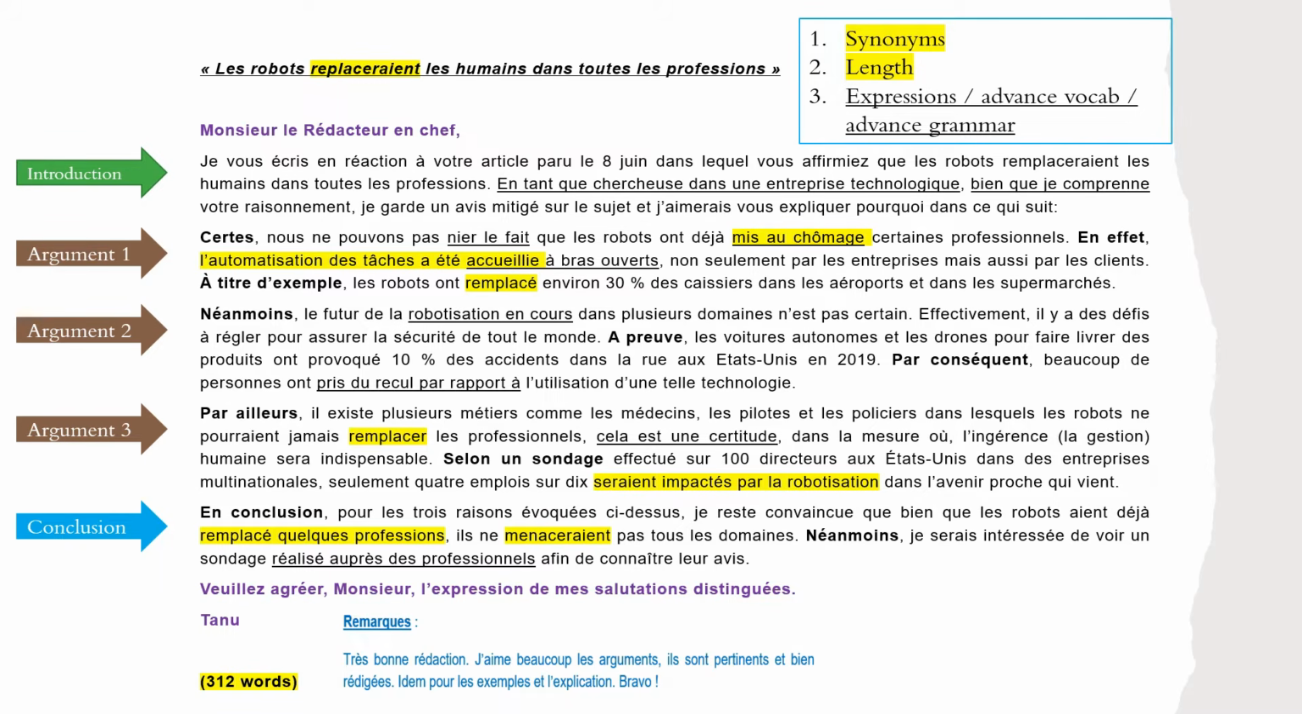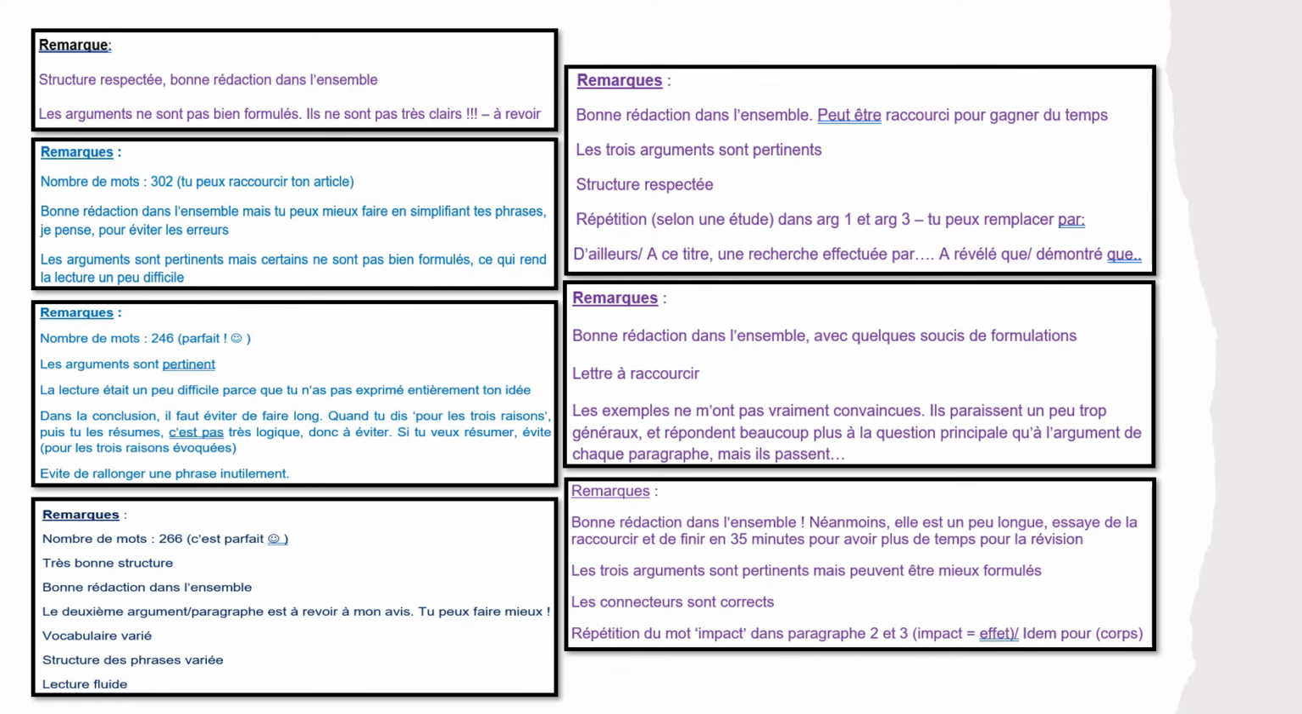And if you look at the comments from my teacher, she's saying très bonne rédaction. So overall good. I really like the arguments. They are relevant and well written. So overall, she is happy with my writing. But did I write like this always? Well, of course not. I had made a lot of mistakes, and this is exactly why I'm going to show you the kind of mistakes that I used to make. So let's look at some of these examples.